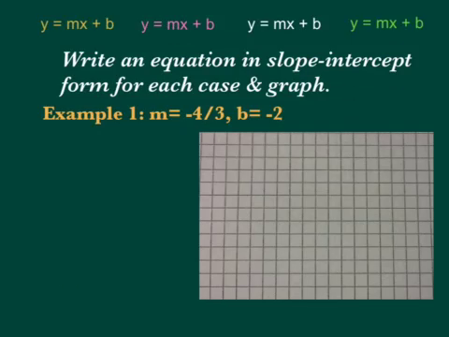And we have 3 examples we're going to do today. For all of the examples, we're going to write an equation in slope-intercept form, and then we're also going to graph each of these. And I'm going to show you how to graph using a much quicker method than having to set up a whole function table. Okay?